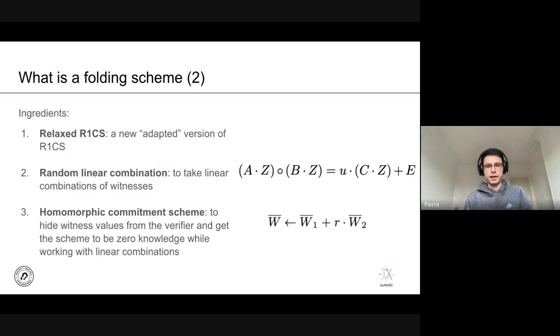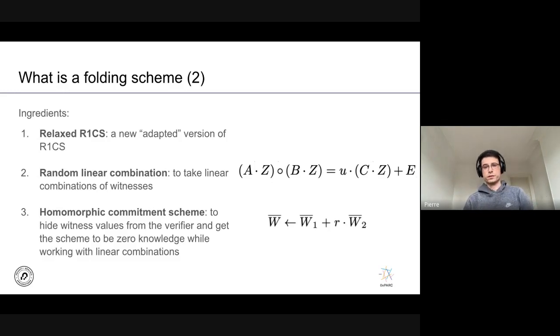Okay, so there are three ingredients to the folding scheme that was proposed in the Nova paper. The first one is what we call relaxed R1CS. And that's the first equation that you can see on the right. It's slightly different from the canonical R1CS equation in that it introduces, you can see, a little u term and an E term. So it's an adapted version of R1CS that makes it possible to take a linear combination of witnesses and have this linear combination still satisfy the original R1CS equation that you have.